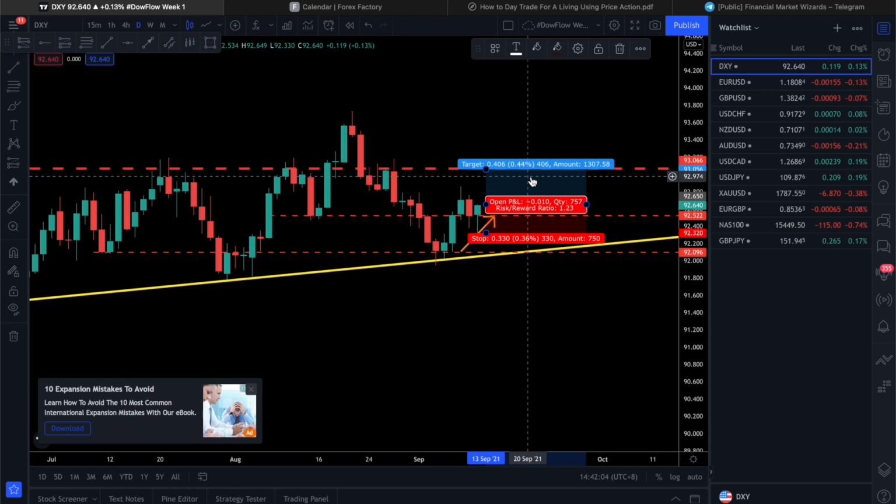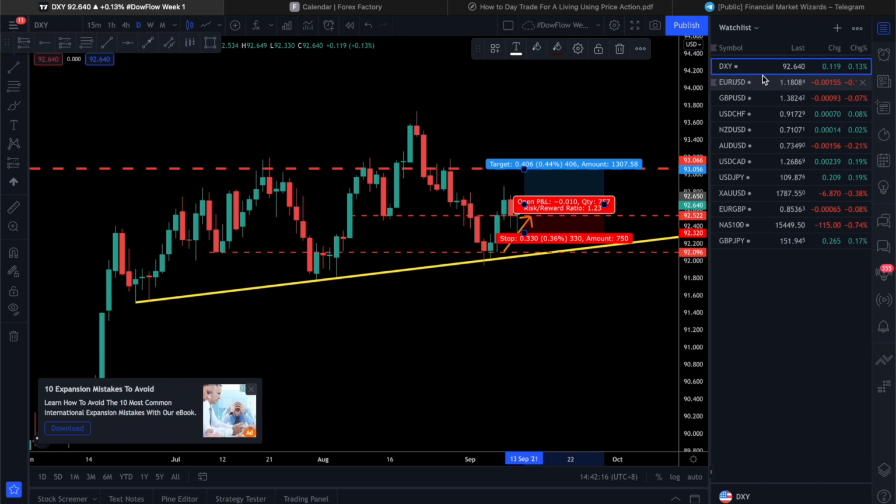That means that you should be looking to short currency pairs like Euro dollar, Pound dollar, Kiwi dollar, or Aussie dollar. Basically going long USD. So that will probably be the bias for next week, assuming that this level holds.